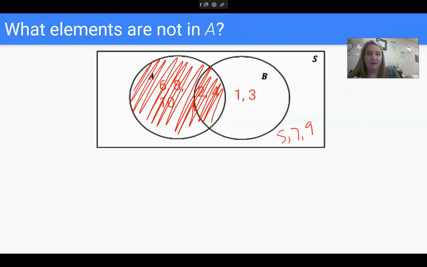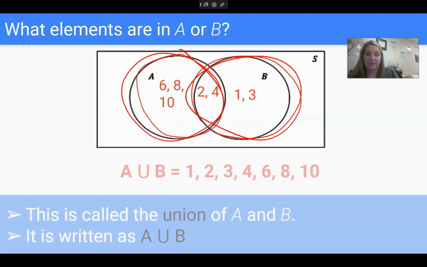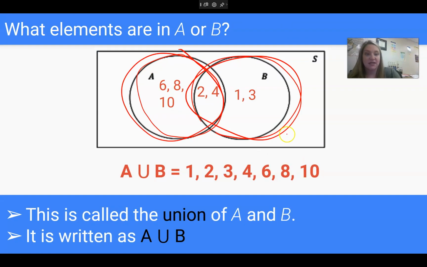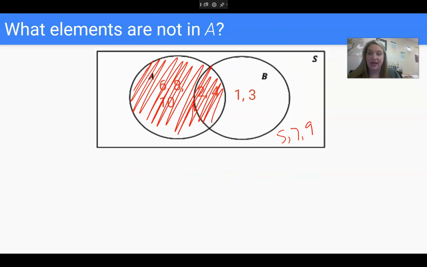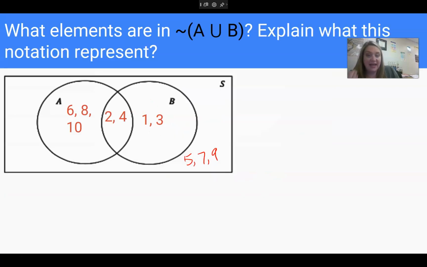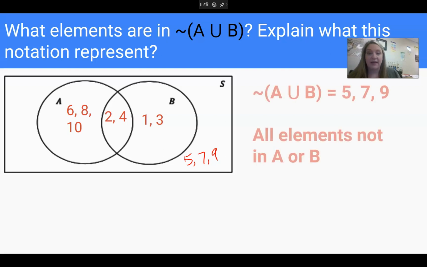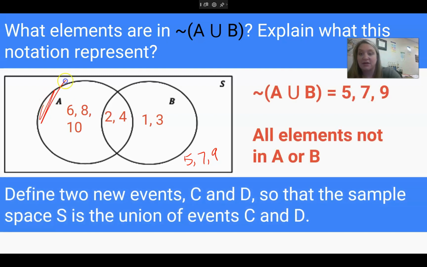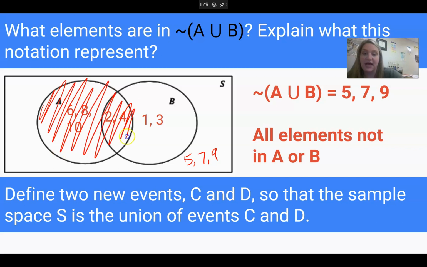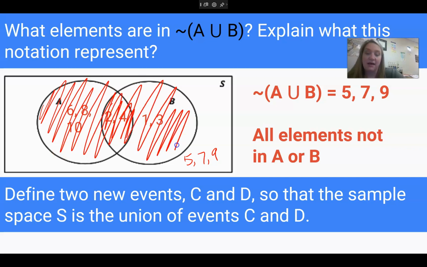Okay, if you go back, remember A or B, that was all the numbers in the circles, right? So the pieces that weren't in the circles were that 5, 7, 9. So if we're not in the union of A and B, so all of circle A and all of circle B, okay, if we're not in there, so if I cross these out, not A, not B, we're only left with the pieces of 5, 7, and 9.